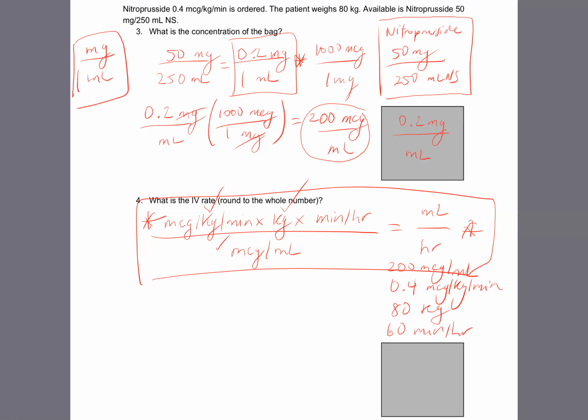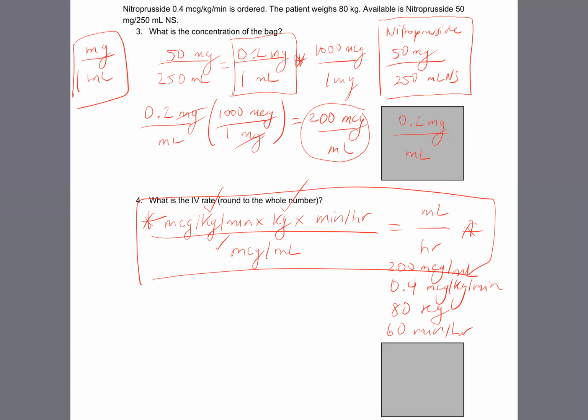So the way that they could change this problem is they can give you the patient's weight in pounds. If they give you the patient's weight in pounds, you just convert it into kilograms. And then we already know how to convert from milligrams per ml to micrograms per ml. So that's a different way that they could ask the question.